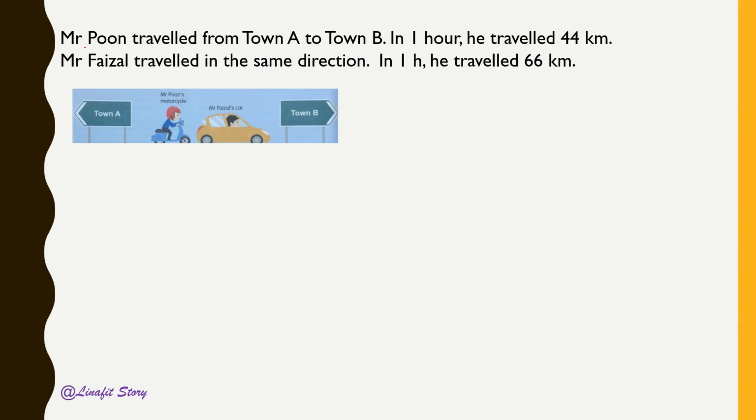Mr. Poon traveled from town A to town B. In 1 hour, he traveled 44 km. Mr. Faisal traveled in the same direction. In 1 hour, he traveled 66 km. The speed tells us how fast Mr. Poon and Mr. Faisal were traveling. We can write Mr. Poon's speed as 44 km per hour, and then Mr. Faisal's is 66 km per hour.